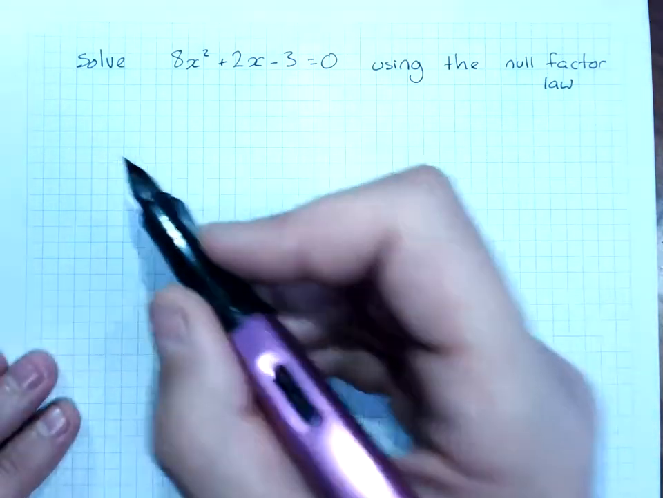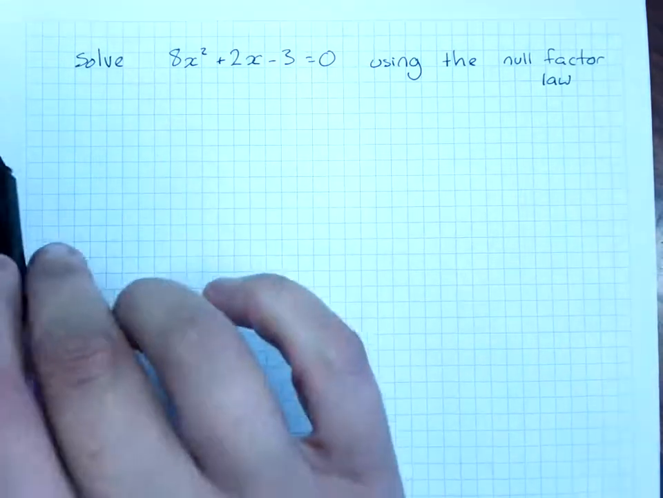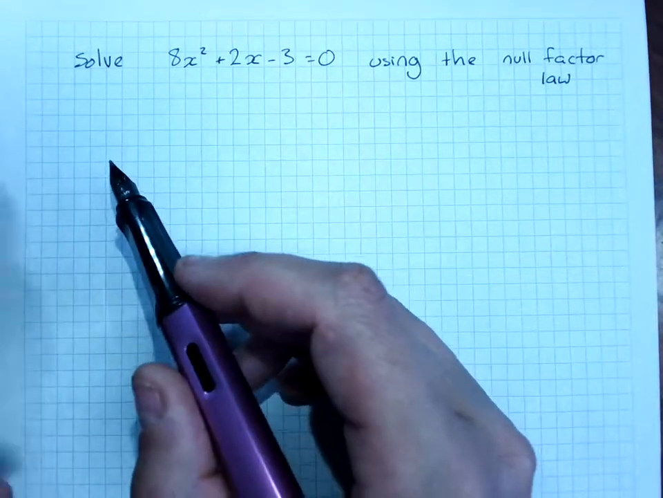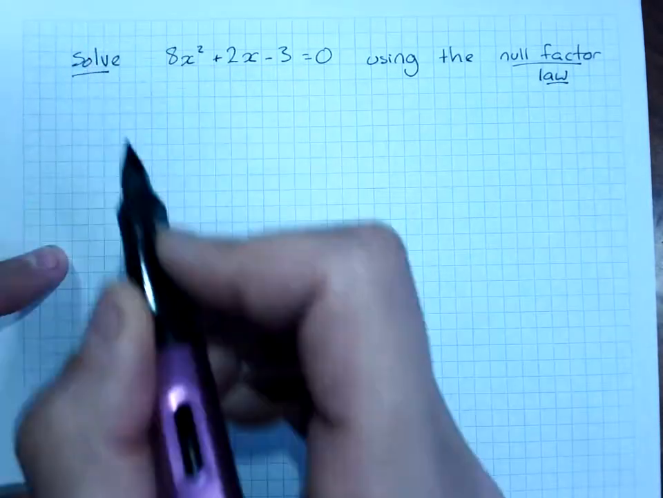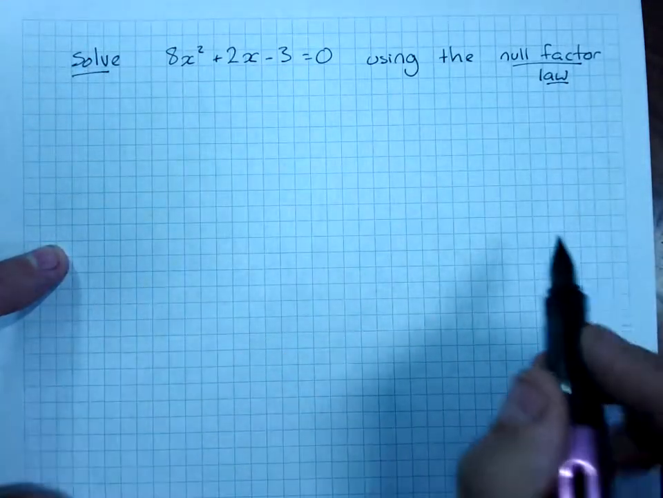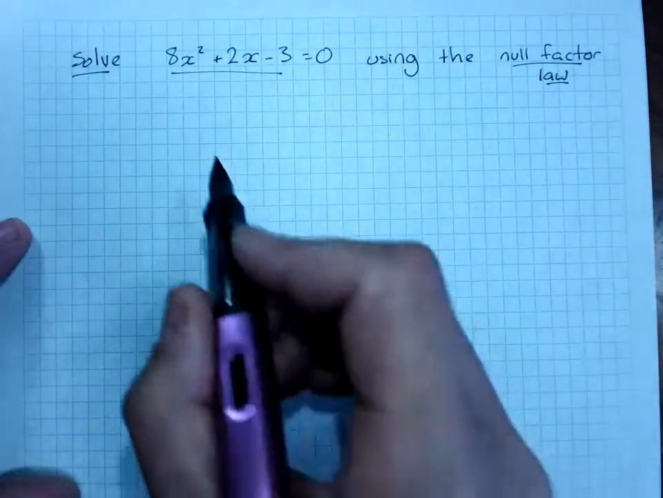Solving a non-monic using the null factor law. Alright, there's a couple of skills that we've been missing here, and one is the null factor law. We're still not solving using that. The other is factorizing a non-monic binomial or quadratic.